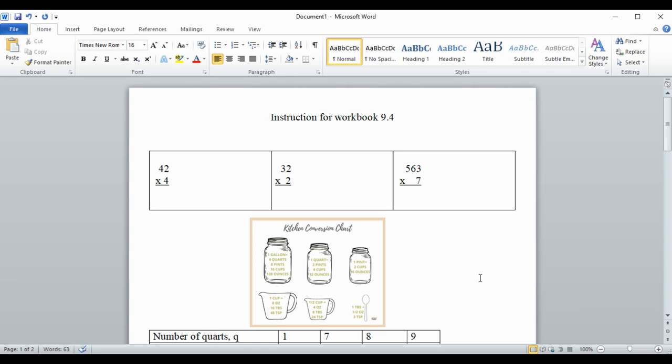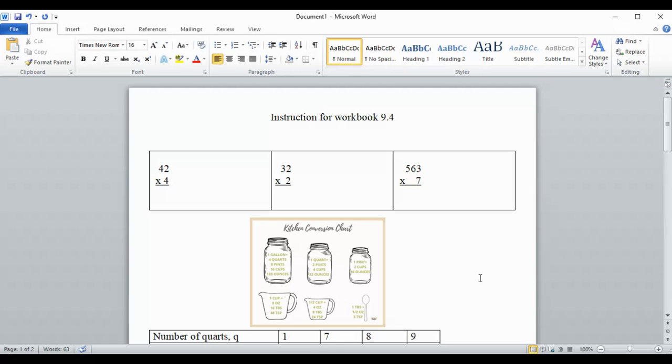This is instruction for Workbook 9.4, Monday's assignment. The first part of the workbook page, I have changed the directions for, and I feel certain that I changed them on your paper as well. All I want you to do is multiply. You don't have to, I think I crossed everything else out, but for the first 8 problems, all you're going to do is multiply. And the original instructions had you to estimate and then record the product.